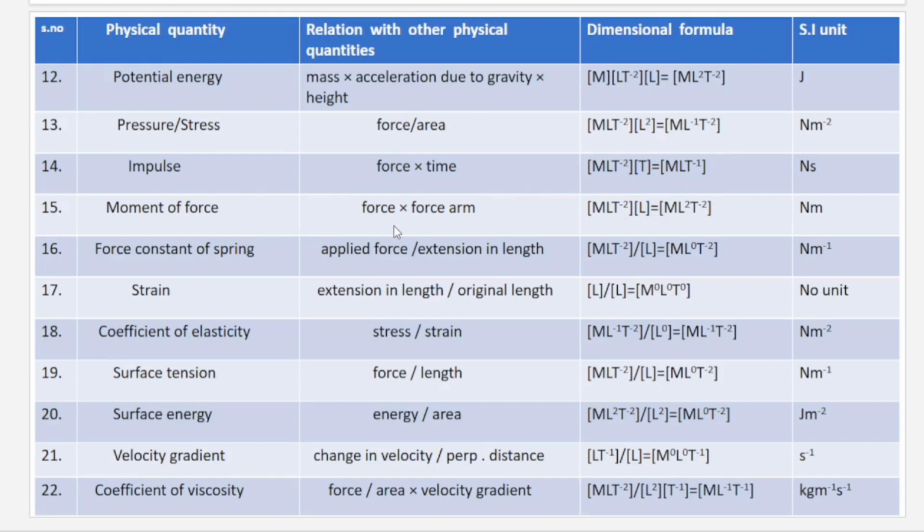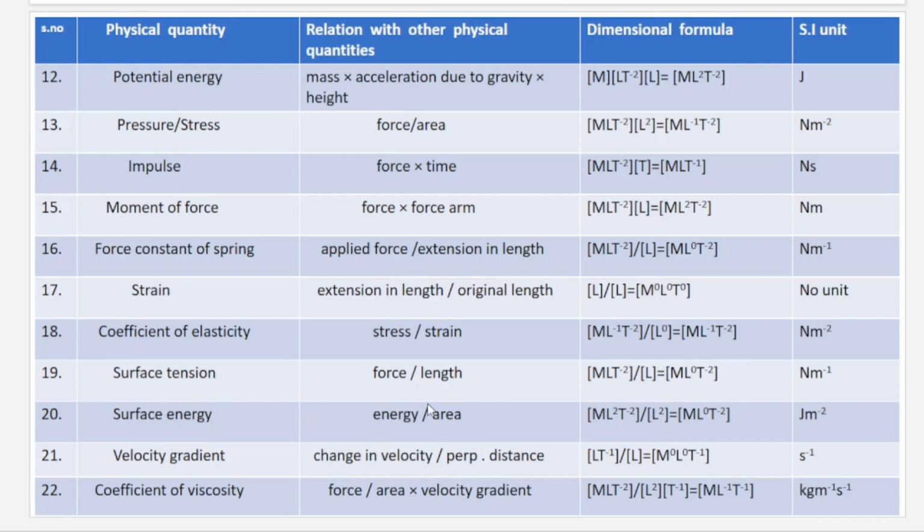Moment of force is force into force arm, force is MLT⁻², force arm is L, so we get [M L² T⁻²]. Force constant of spring is applied force by extension in length. Applied force is MLT⁻² by length L, which gives us [M L⁰ T⁻²]. Coefficient of elasticity is stress by strain. Stress is ML⁻¹T⁻² and strain is L⁰. So we get [M L⁻¹ T⁻²].